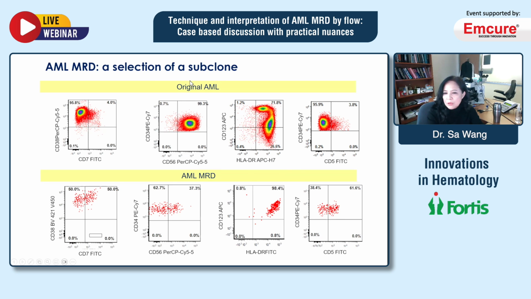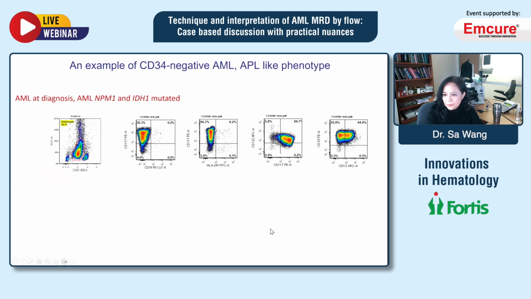So this is no problem. This is subclone selection. You just call it positive, and then it is consistent with residual AML, right? But it looks like it just selected a subclone from here. But now we move to another type of situation, then we have to decide whether these are subclone or something else. So this is at the time of diagnosis, the patient was NPM1 and IDH1 mutated.